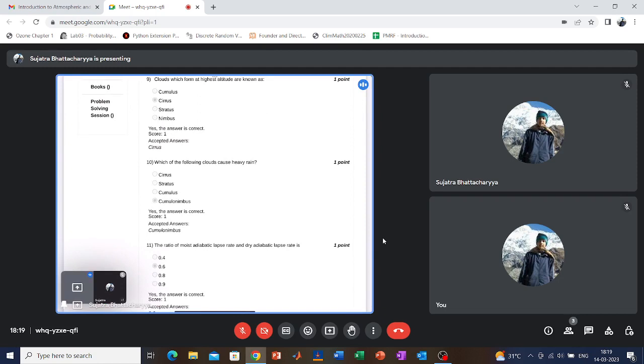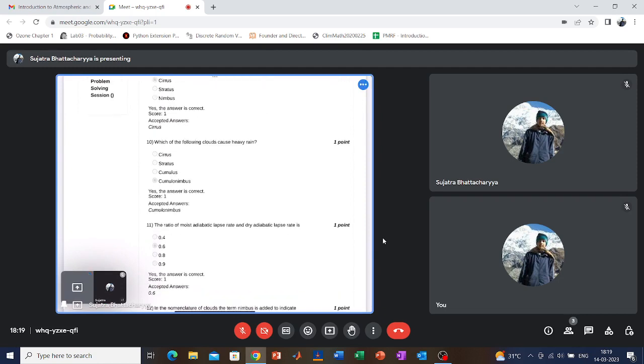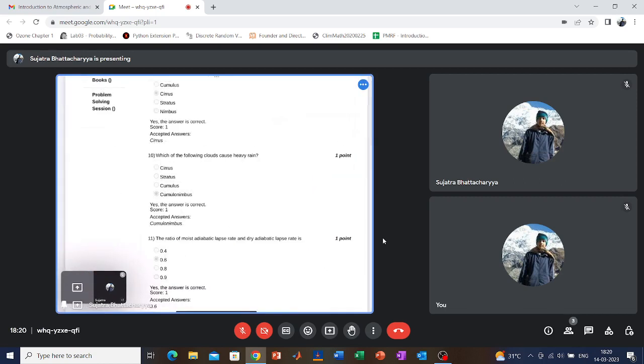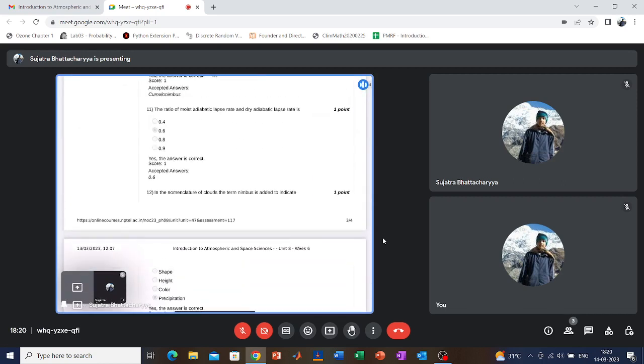Okay. So here the option is cumulonimbus. 11th question is, the ratio of the moist adiabatic lapse rate and dry adiabatic lapse rate is. See, moist adiabatic lapse rate, we generally consider it as, actually this is kind of a saturated, so it is about 6 degrees Celsius per kilometer, and gamma D we have derived, it's about 9.8, we roughly take it as 10 degrees Celsius per kilometer. Therefore, gamma m by gamma D, if you do, it will be about 6 by 10, that is 0.6. Therefore, 0.6 is the right answer.